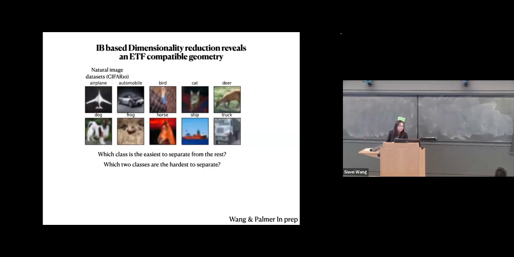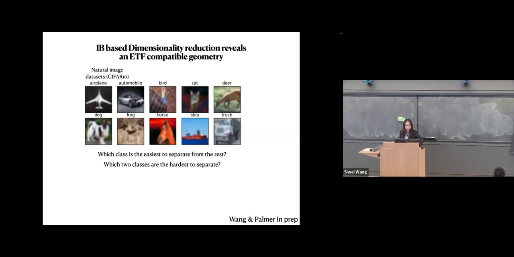Ship? Oh, you know that, yeah. No, I was just guessing. I didn't know that. And which two are the hardest to separate? Bird. Bird and what? So you should give me two. Cat? Bird and cat? Any other answers? I was saying cat and dog. Cat and dog. Automobile and truck? Yeah. Automobile and truck. Okay.